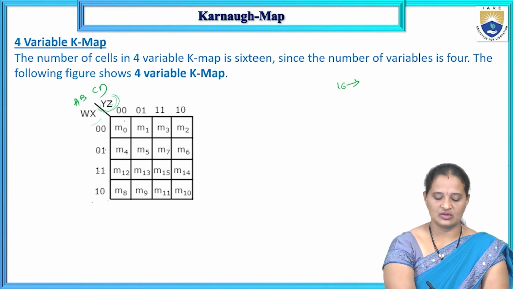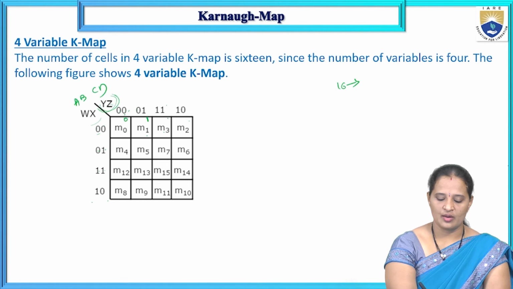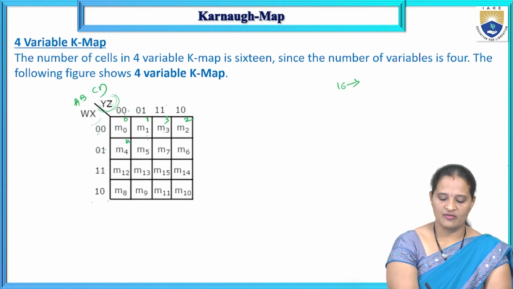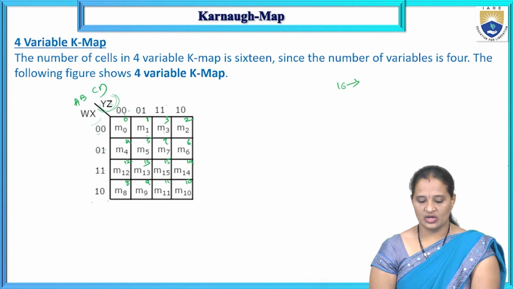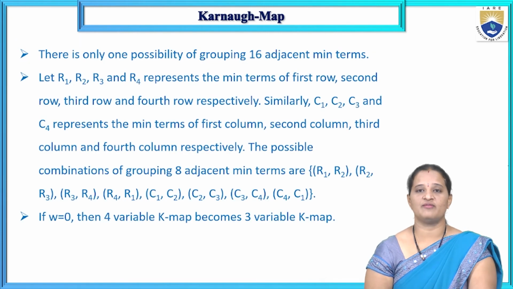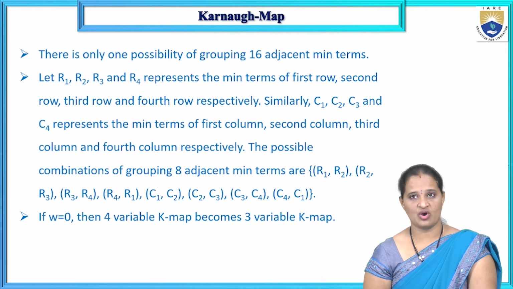So this is 0, 0, 0. All the variables are 0. So M0. This is M1, M3. So we have to remember the order: 0, 1, 3, 2, then 4, 5, 7, 6, next 8, 9, 11, 10, and then 12, 13, 15, 14. Right? So this is the four variable K-map. So what is the maximum possible group that we can form in a four variable K-map such that the function f is equal to 0 or 1?